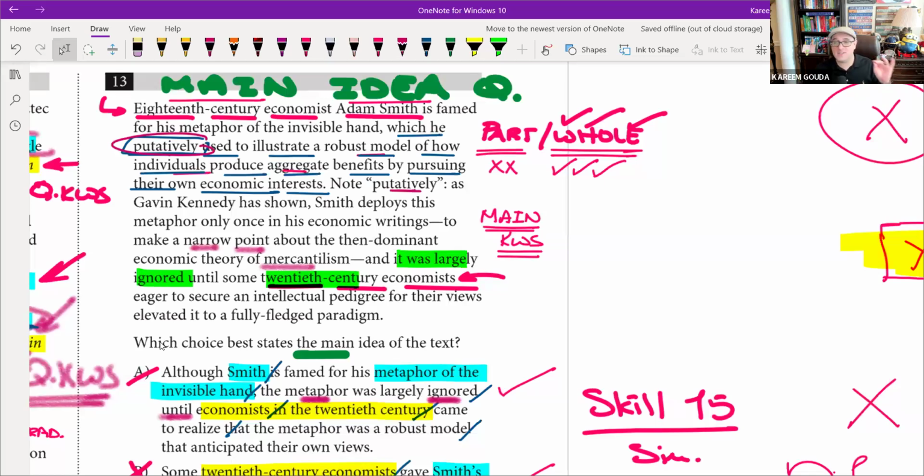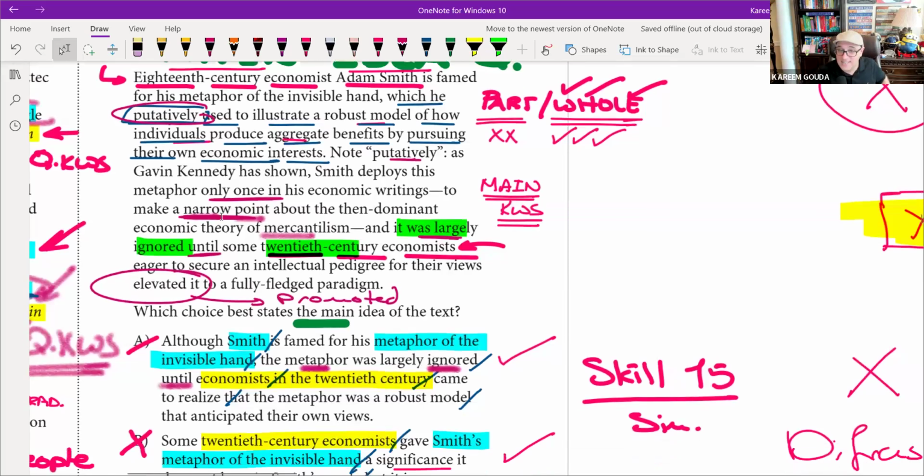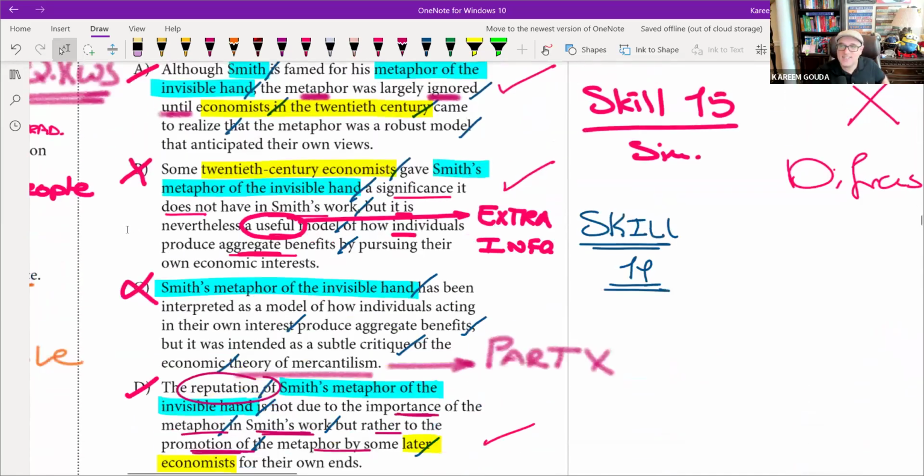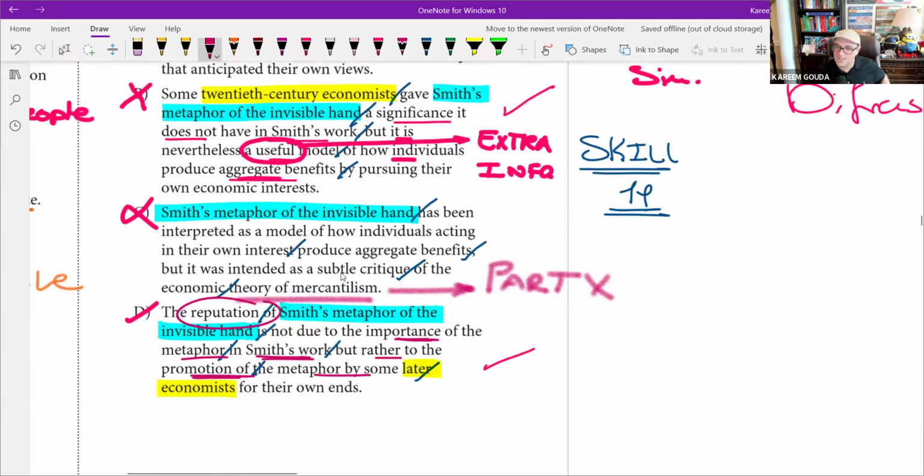He uses it only once in his economic writings to make a narrow point. So it was not important in Smith's ideas. It was largely ignored until these guys did what? Elevated. And elevated means promoted it. So the right answer, my friends, and this is a hard one, is actually going to be the answer D, not A. And the reason D is the best answer of all is that answer D is actually a perfect whole.